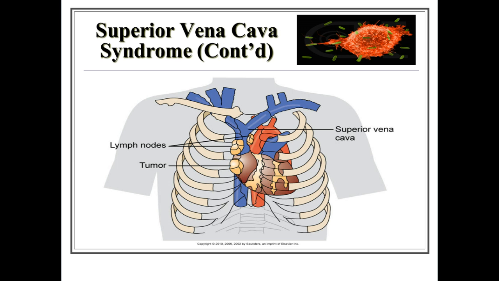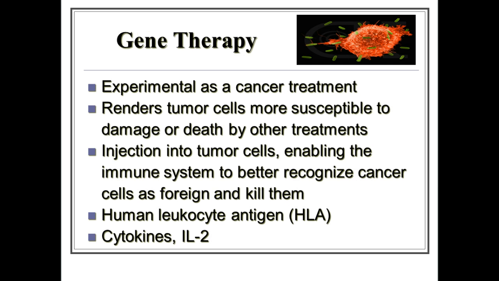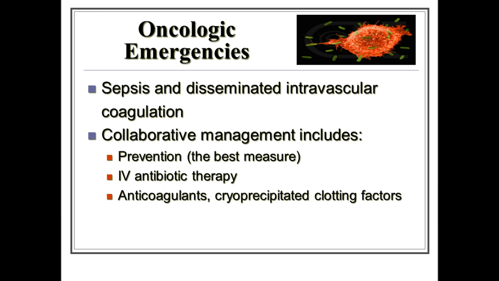Some of the emergencies would be, one, sepsis and disseminated intravascular coagulation. Basically, what you would do is the prevention. You want IV antibiotic therapy for the sepsis, anticoagulants, and stuff like that if they have problems with their coagulation as a result. That's the type of therapy that you would do.